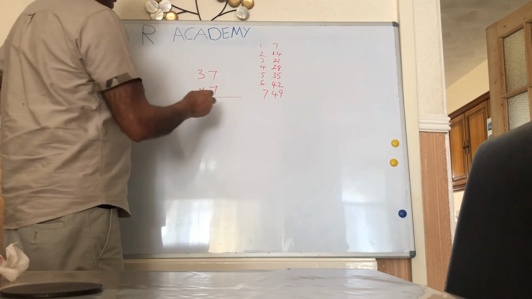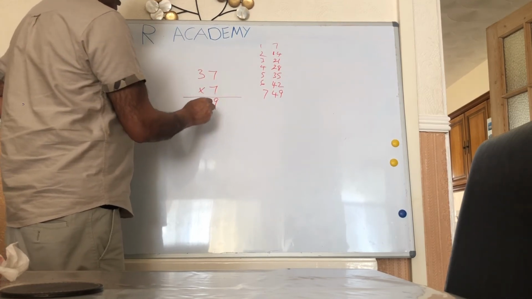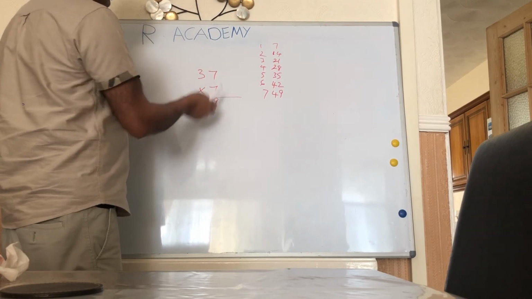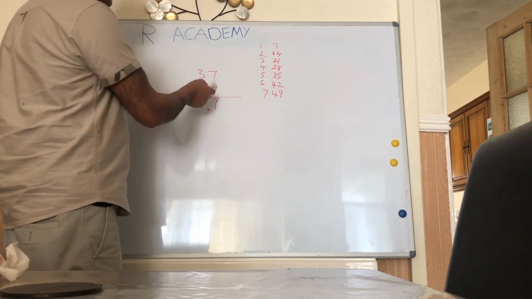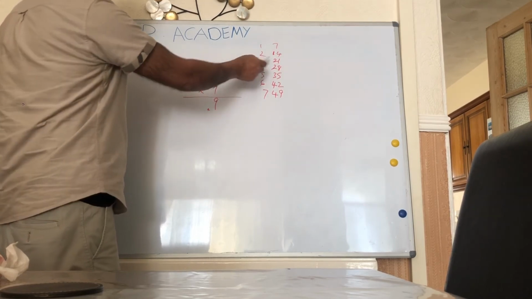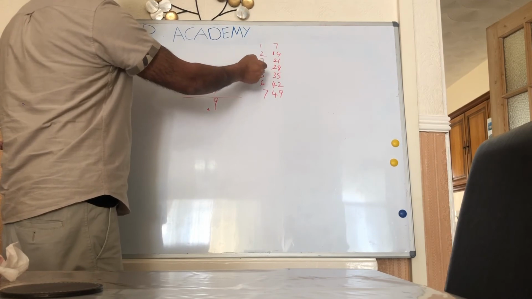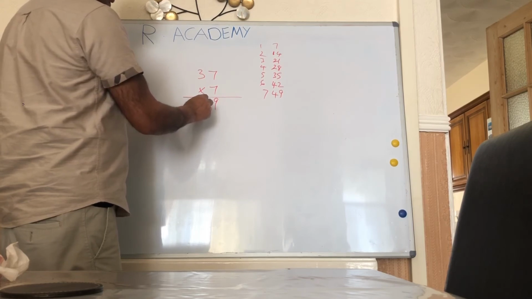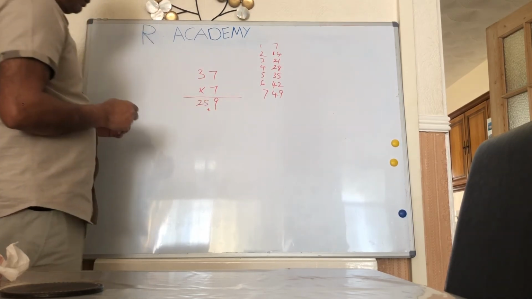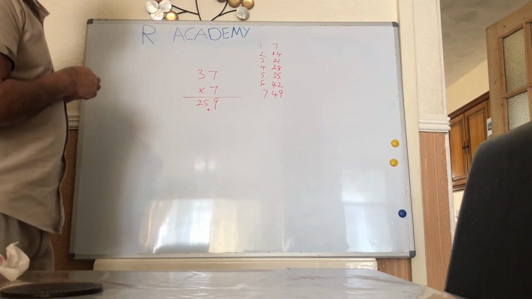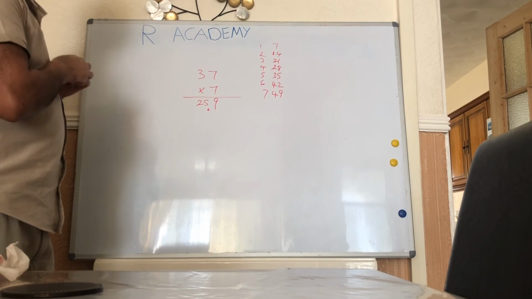So you know it's 49. So you can just write in 9, bring the 4, put it down here, ready, because it's going to be carried over. And then you do 3 times 7, which again is easy because 1, 2, 3 there, 21. And then 21, add the 4, 25. So the answer there is 259.